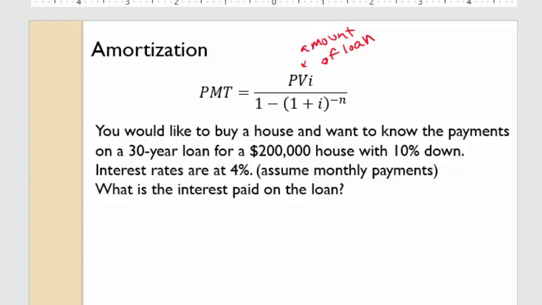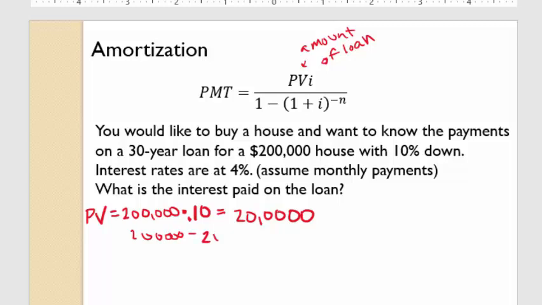I'm going to pull out the information of present value first. So present value is going to be what the loan amount is. And notice that you're putting 10% down. So 10% of 200,000 would be 200,000 times 10%. And you can put 10% here or convert it to a decimal, which is 0.10. And that equals $20,000. So you're going to be putting $20,000 down in cash, and you're going to be taking out a loan of $180,000. So $200,000 minus $20,000 is equal to $180,000. That's your loan amount. So PV equals $180,000.